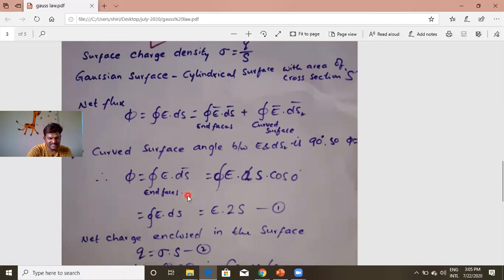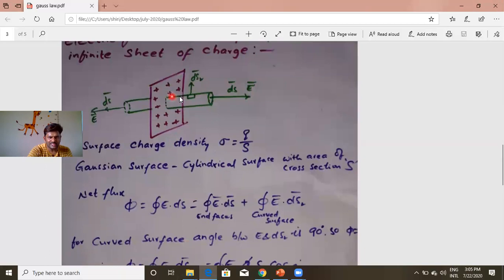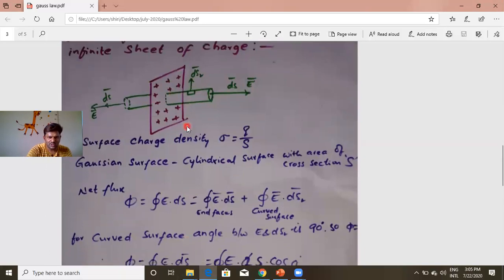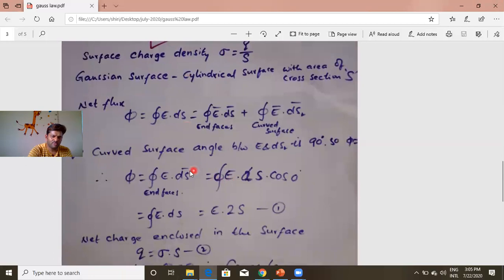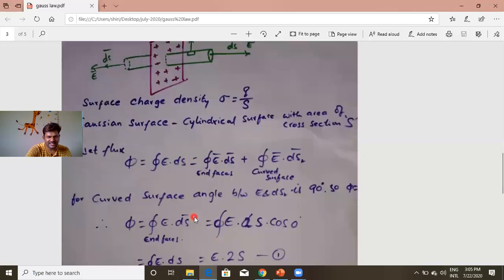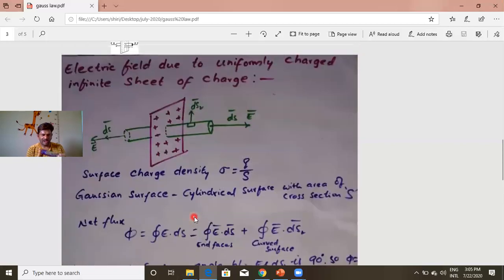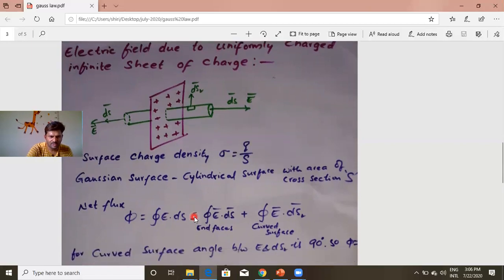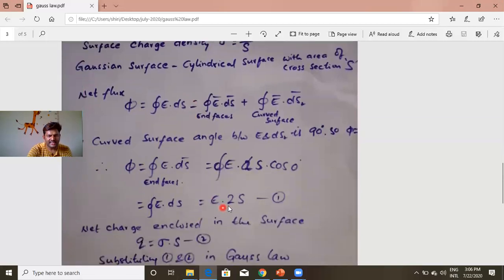Integral E dot ds. These both are symmetrical at the same distance. So E is the same, and I can bring E out as a constant. Then we get integral ds. Anyhow, the angle is 0, so cos 0 is 1. E integral ds. That means the total surface area of these end faces. Here it is S, as the area of cross section is S. Here it is S, and here again it is S. S plus S, 2S. So E times 2S.